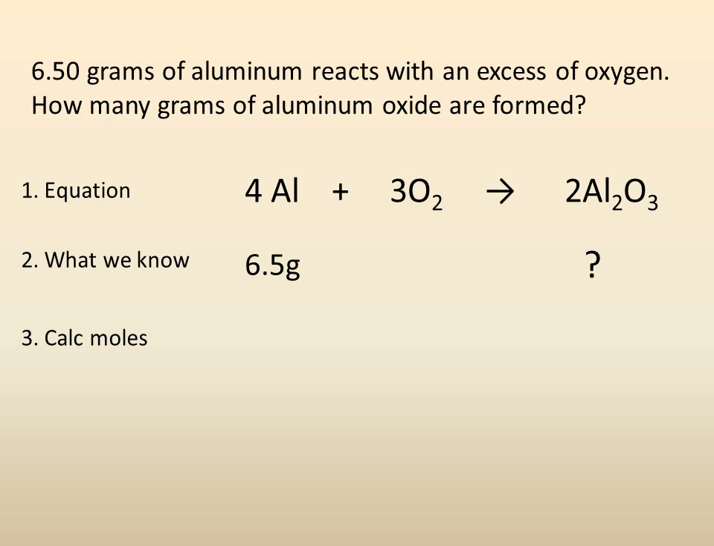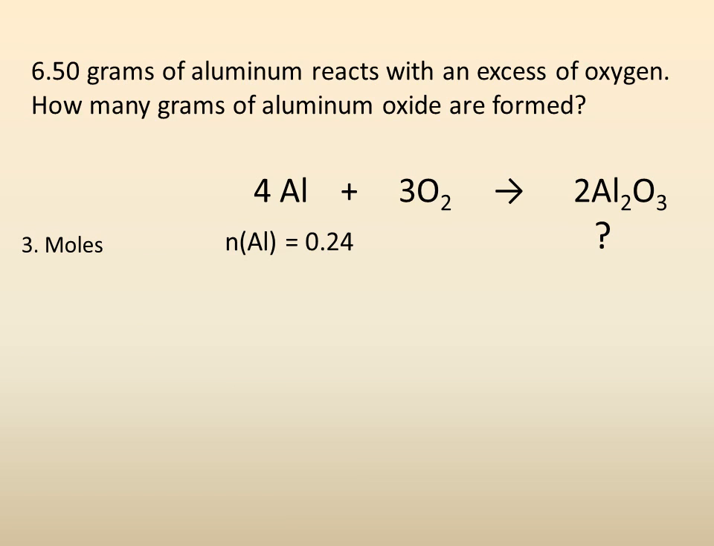So the third step in the process is to calculate moles. So we need our moles of aluminium. We do that by dividing the mass by the molar mass, and 6.5 divided by 27 gives us 0.24 moles of aluminium. Right, now we've got our moles of aluminium, and we need to work out how many moles of aluminium oxide we're going to produce. Alright, 0.24 moles of aluminium.